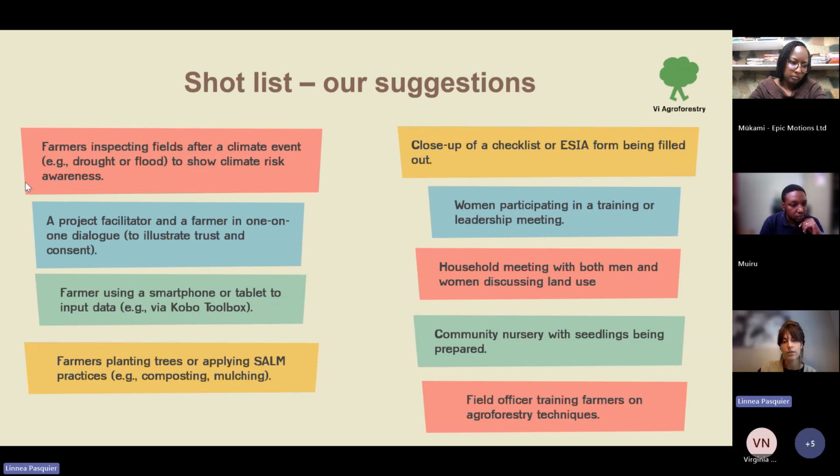Close-up of a checklist or form being filled out. Then you could also have women participating in a training or leadership meeting. Household meeting with both men and women to discuss land use and how to have an inclusive space. Community nursery with seedlings being prepared and also, I would say, distributed. Field officer training farmers on agroforestry techniques or other techniques for that matter. But I think Virginia had some additional ones that were really great, so those should also be included here.